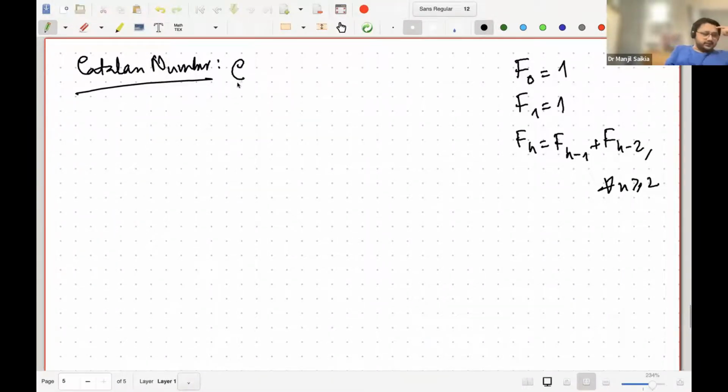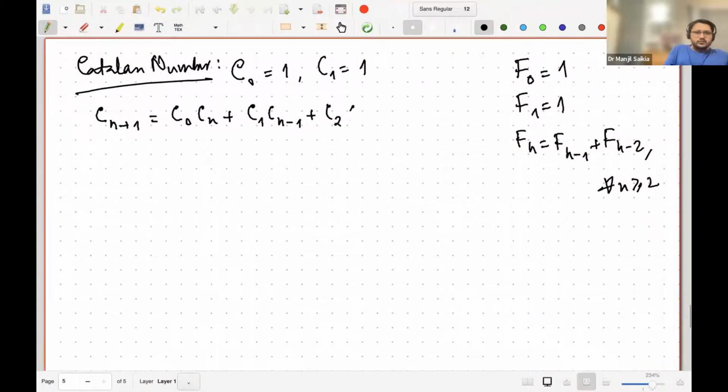So the definition is the following. C0 is equal to 1, C1 is equal to 1, and Cn plus 1 is now defined as C0 times Cn plus C1 Cn minus 1 plus C2 Cn minus 2, and so on up to Cn C0. Okay, so this is a complicated recursion actually, and I'm going to give you a combinatorial proof of this once we figure out what these Catalan numbers are.